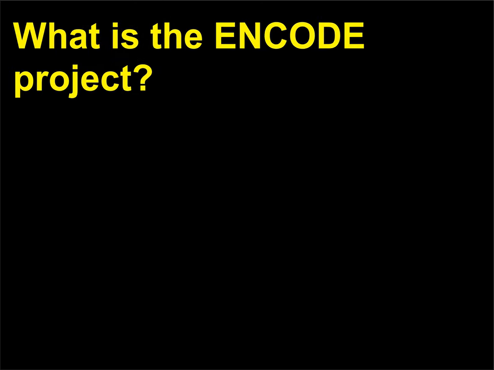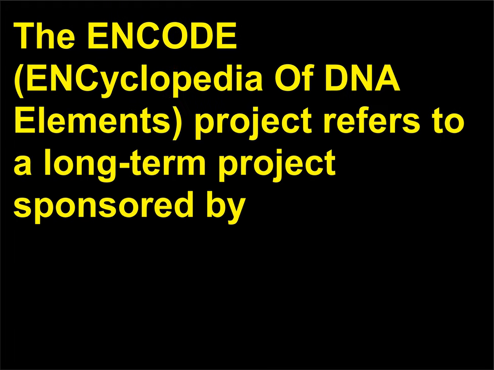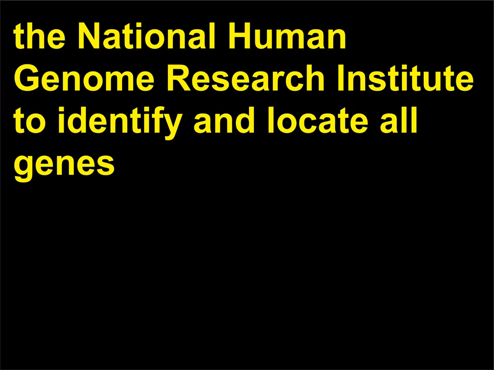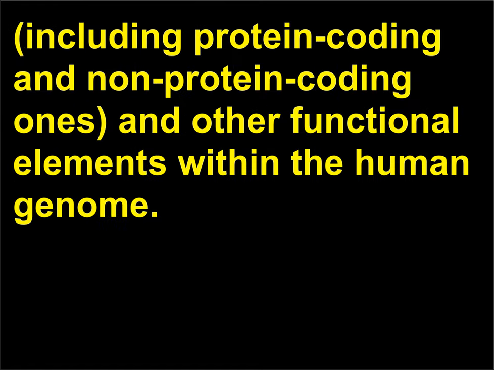What is the ENCODE project? The ENCODE, Encyclopedia of DNA Elements, project refers to a long-term project sponsored by the National Human Genome Research Institute to identify and locate all genes, including protein coding and non-protein coding ones, and other functional elements within the human genome.